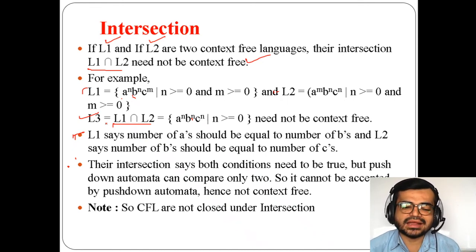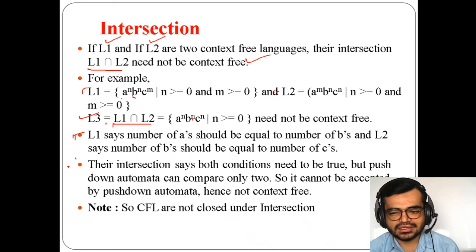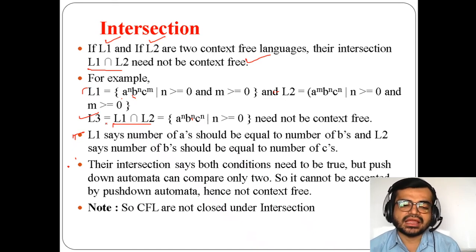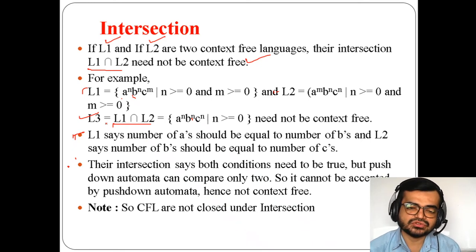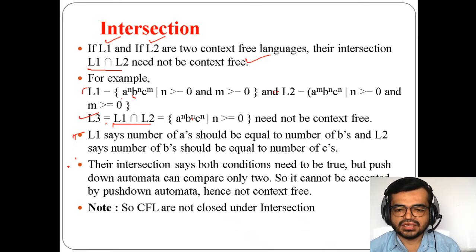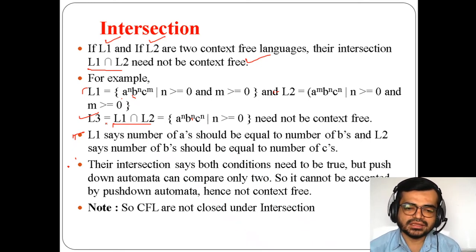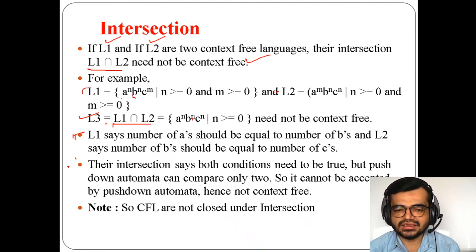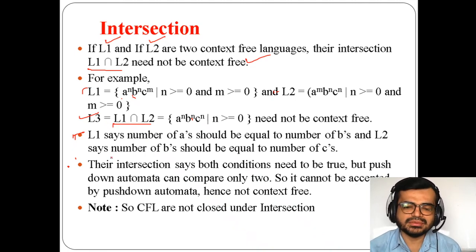When a language isn't accepted by a pushdown automata, remember, this is a part of automata theory, any language that isn't accepted by a pushdown automata will not be a context free language. So the same thing happens over here as well. That's why L3 need not be a context free language. So simply you can say, hence it's not a context free language.